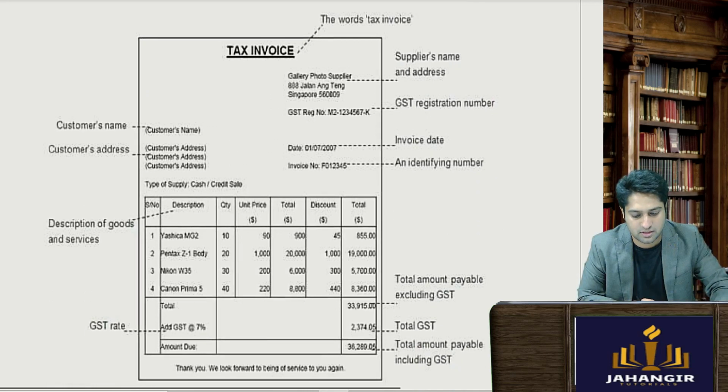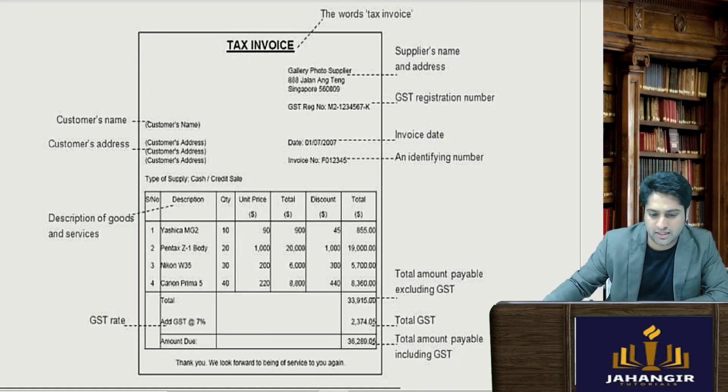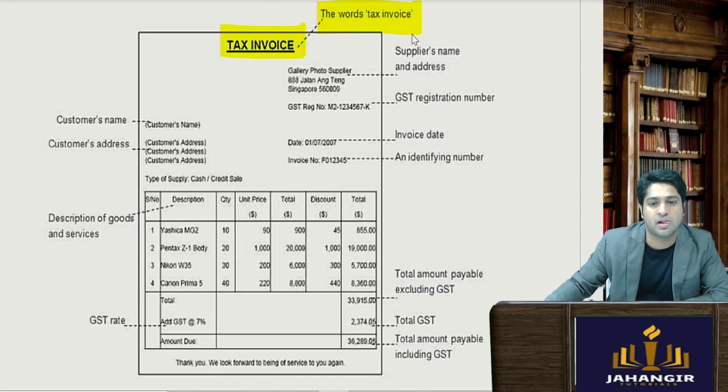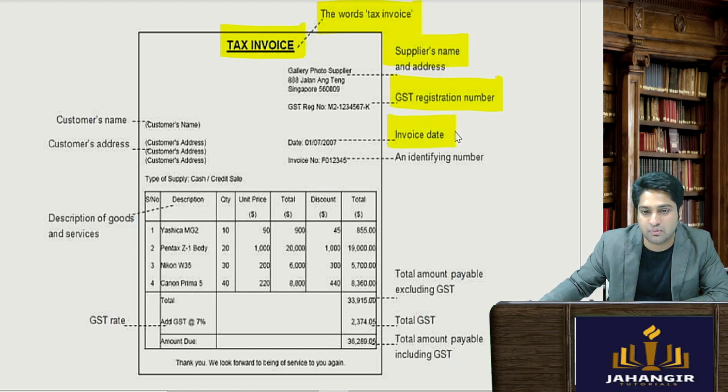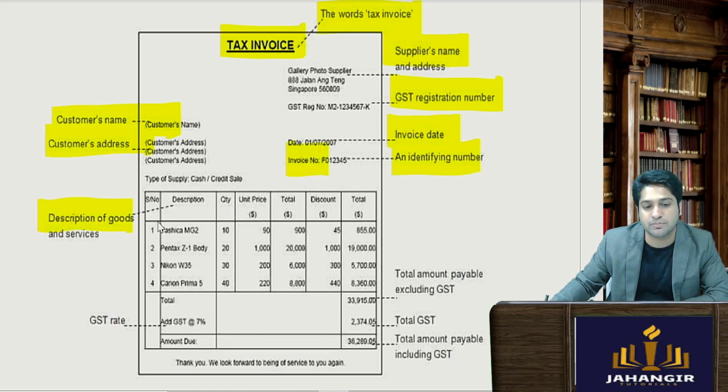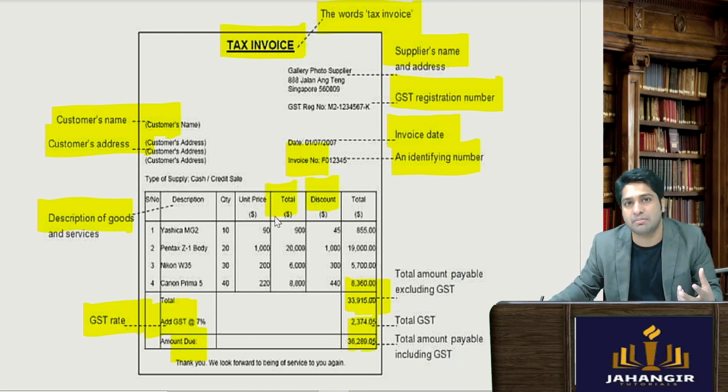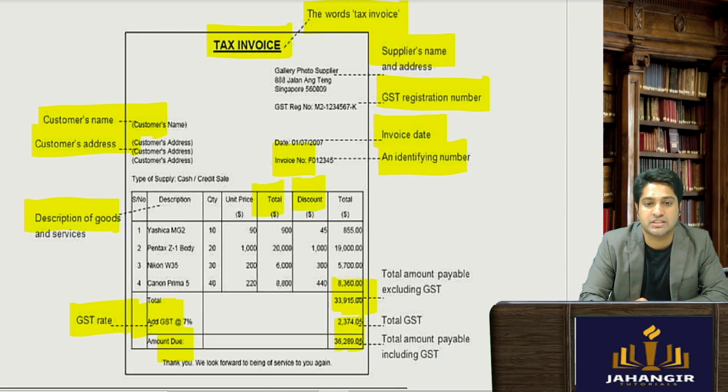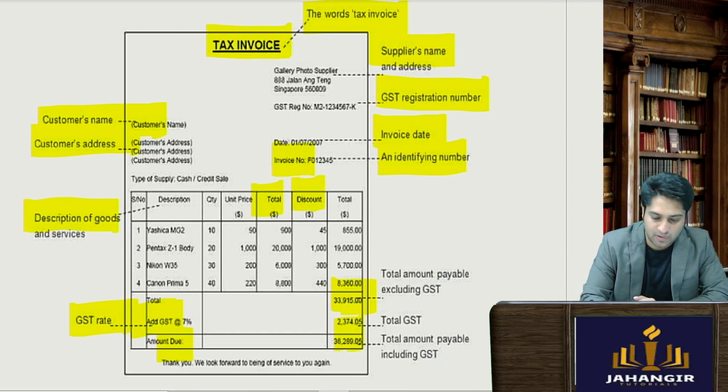Now this invoice would look something like this. It contains the words tax invoice. It will contain the supplier's name, his GST registration number, the invoice date, the invoice number, the identifying number, the customer's or recipient's name, his GSTIN number, his address, the description of goods, the GST rate, the total amount, the value of the goods, and how much discount was given. I think this is fairly relatable. Whenever you make a purchase, you would see an invoice issued something like this.